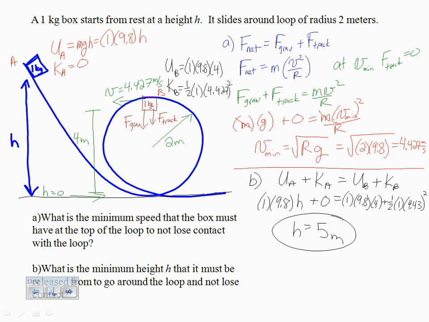Again, we did this problem in class. We had the box starting on the ramp, and it went around the track, and we were looking at the top of the loop. And first we found the minimum speed that the box must have to not lose contact.